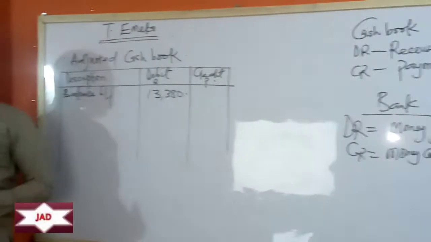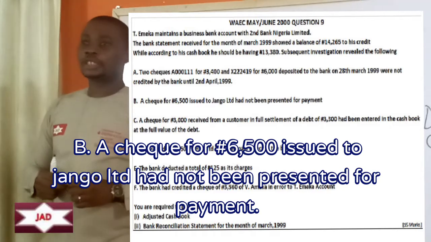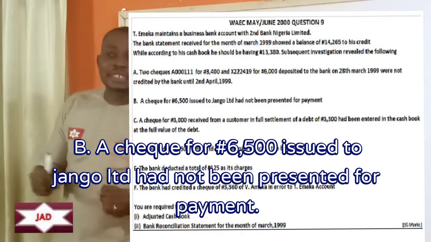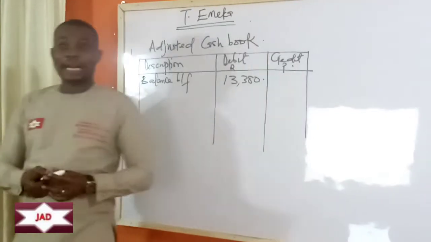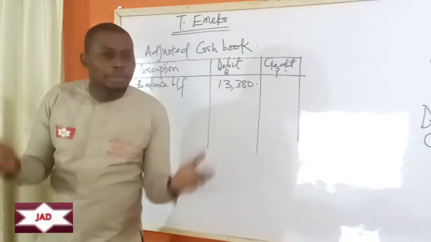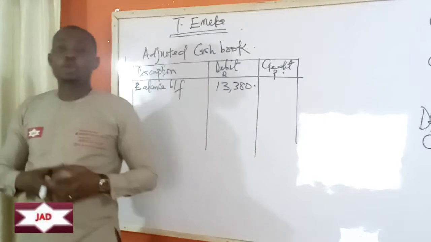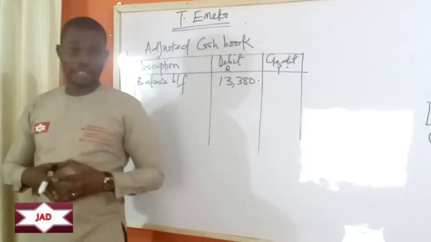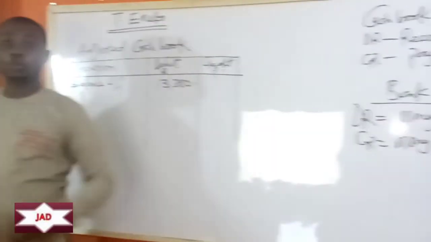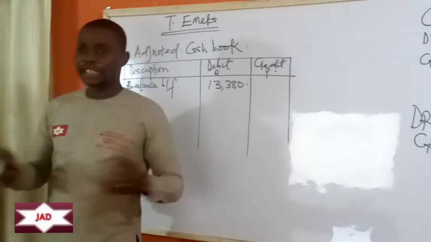So the second one said a check for 6,500 naira issued to Django Limited has not been presented for payment. What that's saying is T. Emeka gave a check to Django Limited, but Django Limited has not gone to the bank to collect the money. So basically, that's what we call an unpresented check. That will also be utilized in the bank reconciliation statement.